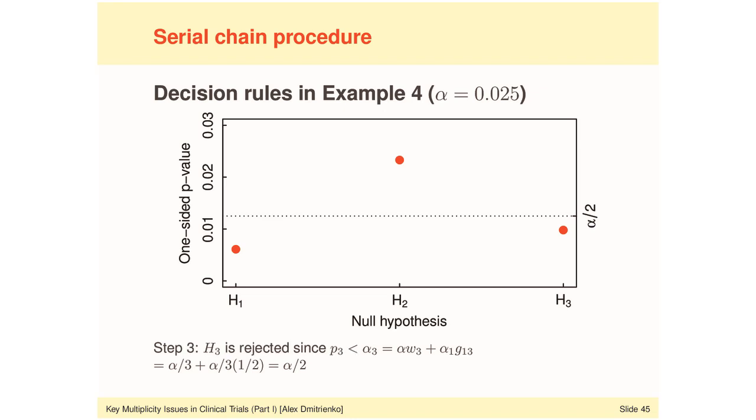and therefore no additional alpha will be transferred from H2 to H3 according to the pre-specified alpha propagation rule. This means that in step 3, the hypothesis H3 will be tested again at the level alpha over 2. We can compute that level by following the formula presented at the bottom of the slide. The p-value for that hypothesis is significant at that level, and therefore we conclude now that the hypothesis H3 is in fact rejected by this chain procedure.